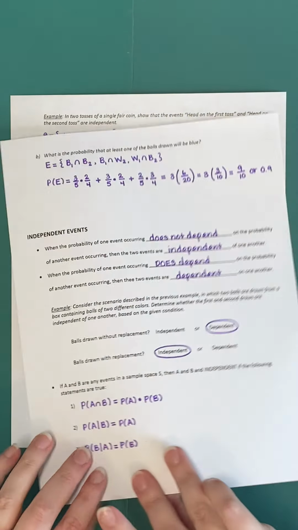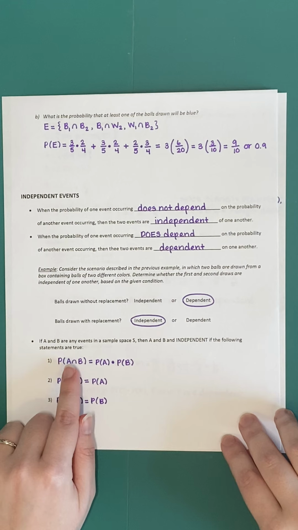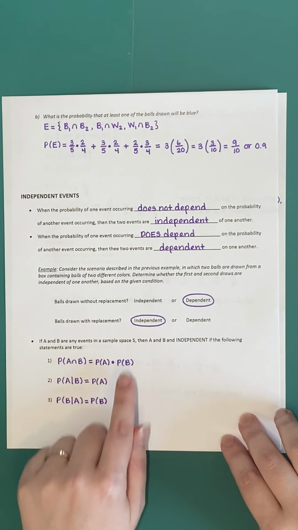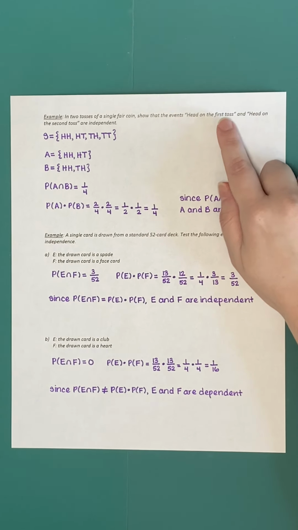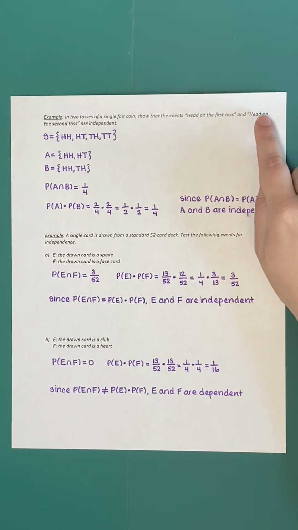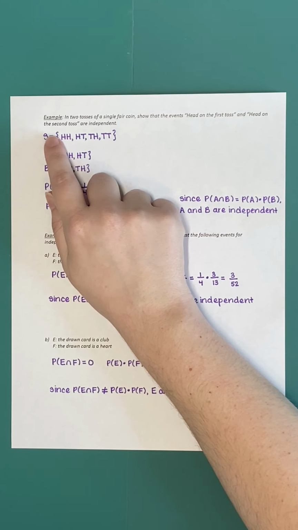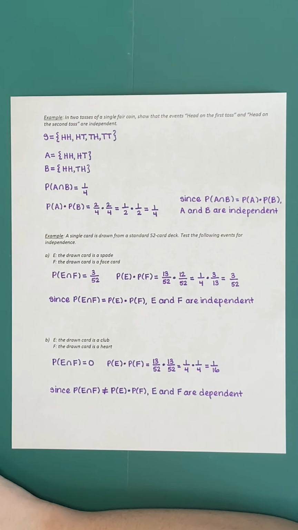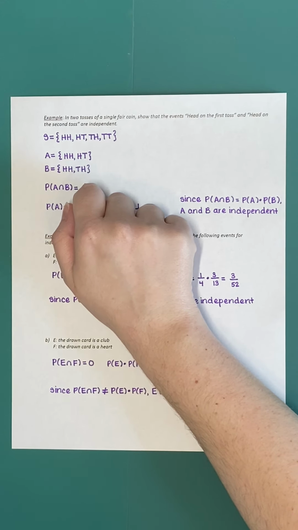So we're going to verify it using this first relationship. We want to show that the probability of both events occurring is the same as the product of the two individual probabilities of the two individual events. So event A is heads on the first toss, and event B is heads on the second toss. Well, let's of course start with our sample space. So we're tossing two coins. So our sample space is all the different combinations of heads and tails. So we could have heads, heads, heads, tails, tails, heads, and then tails, tails.